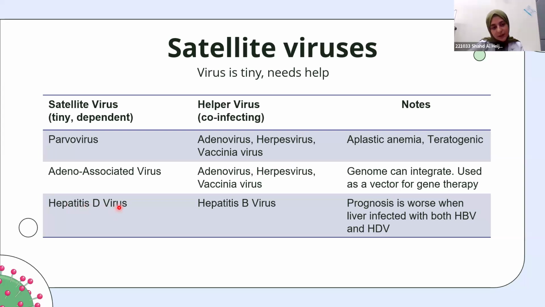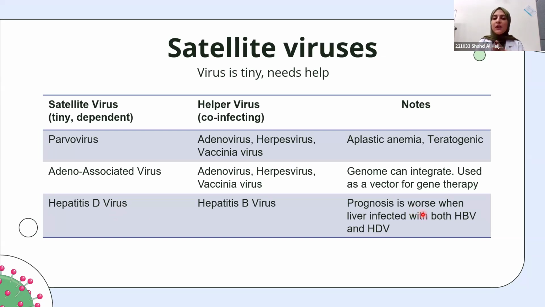Finally, you have hepatitis D virus. Hepatitis D needs hepatitis B infection. So hepatitis D by itself won't infect the cell, but if you have a hepatitis B virus, hepatitis D can use its antigens and infect the cell. So now prognosis will be worse when the liver is infected by both B and D.